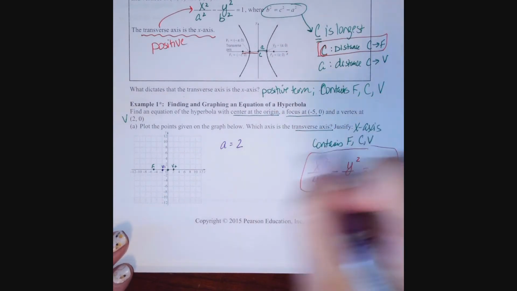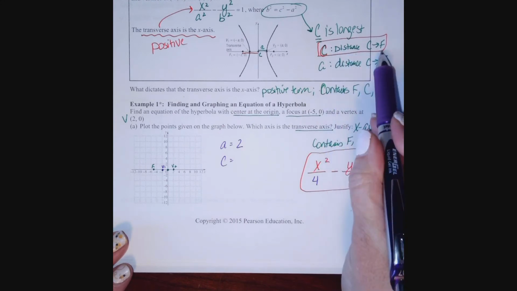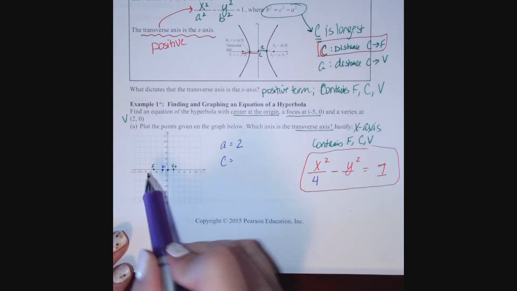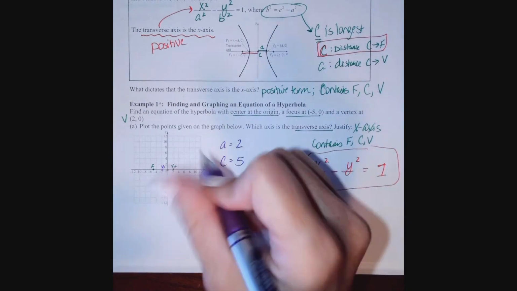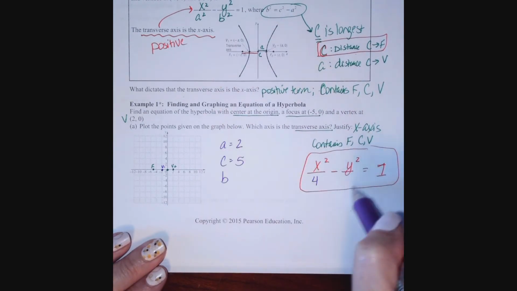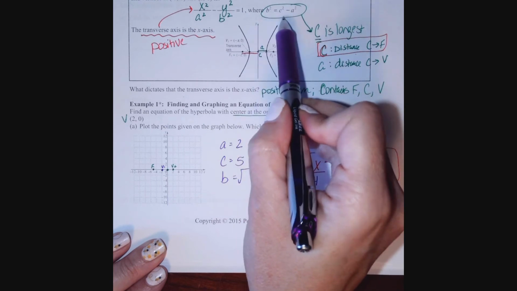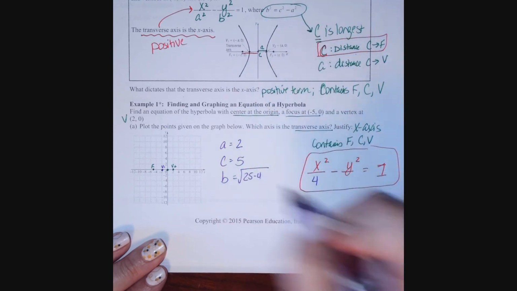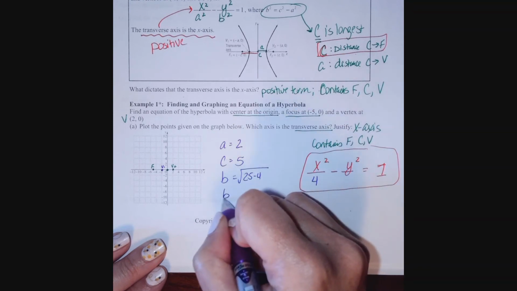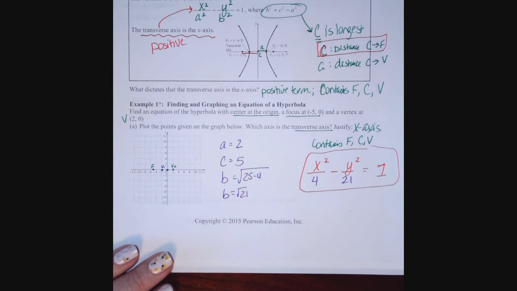We know that c is the distance from the center to the focus, and that distance here is 5. That doesn't go as part of our equation. B is the other value we need for this b squared value, and b is going to be equal to the square root of, because b squared equals c squared minus a squared, the square root of 25 minus 4. So b is the square root of 21. B squared therefore would be 21, and that's my equation.